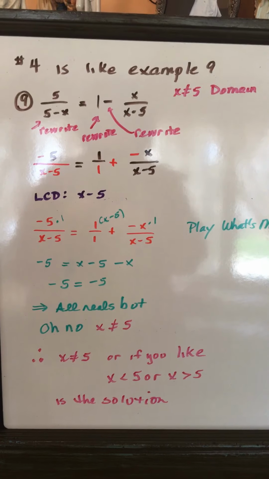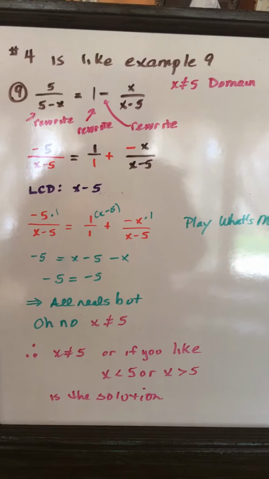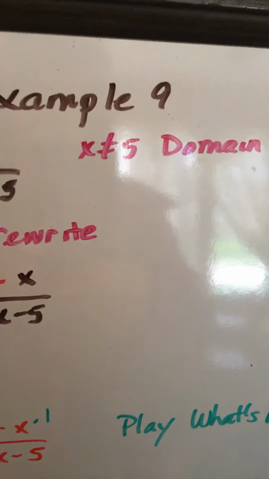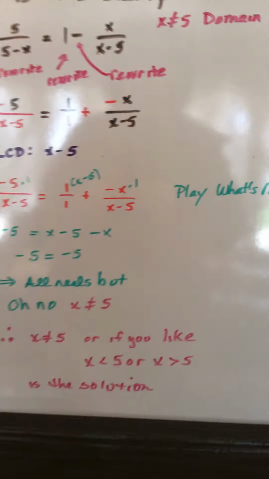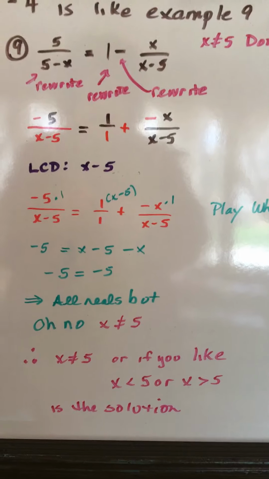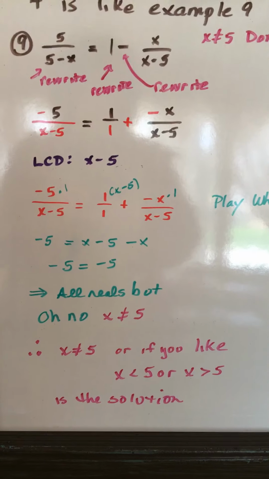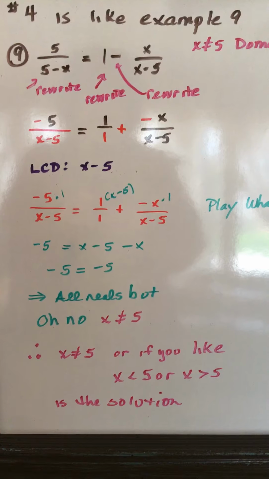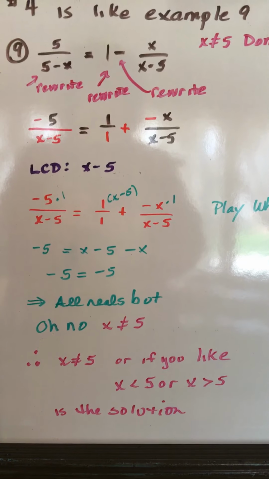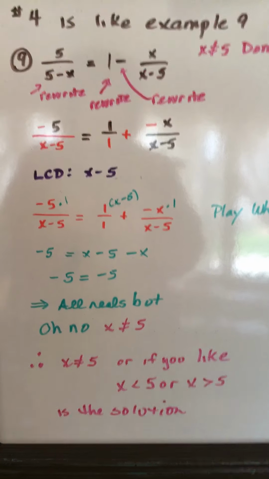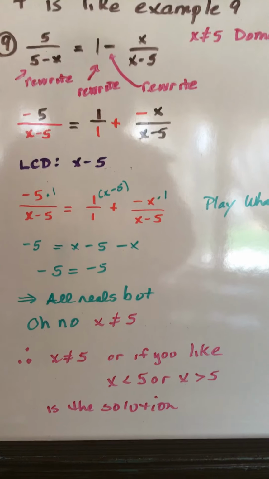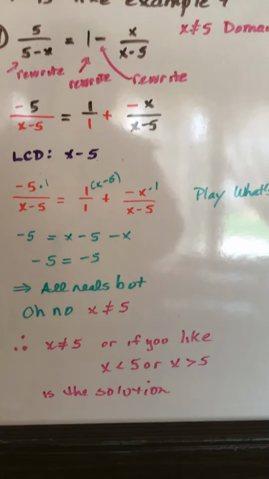So I multiply and I end up with all real numbers. But note, the domain said we can't have 5. So that means that my solution is x is not 5. Or if you like, you can say x is less than 5 or x is greater than 5. But 5 itself is an extraneous, illegal solution.